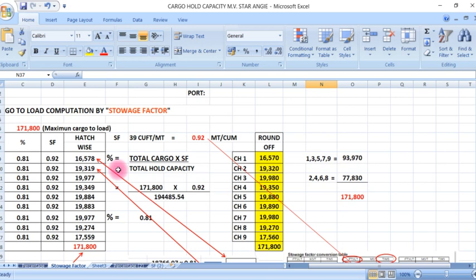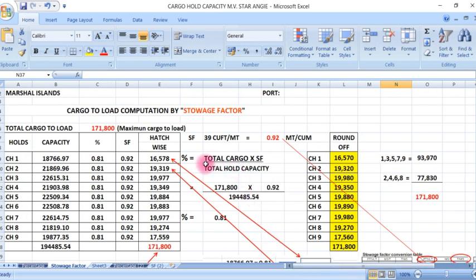To get the percentage on each hold, the formula is total cargo, which is 171,800, multiplied by your stowage factor, 92 metric tons per cubic meter, and divided by total hold capacity, which is 194,485. And you will get a percentage of 0.81. So this will be your percentage for each hold.